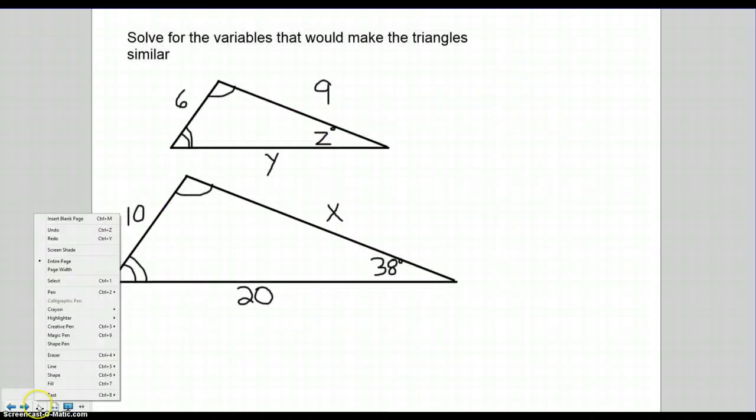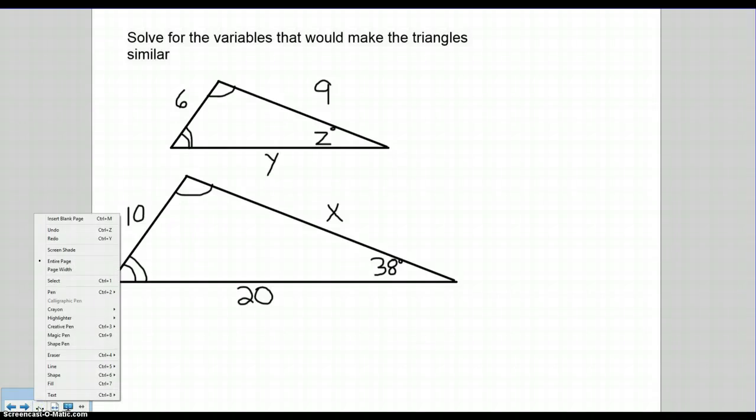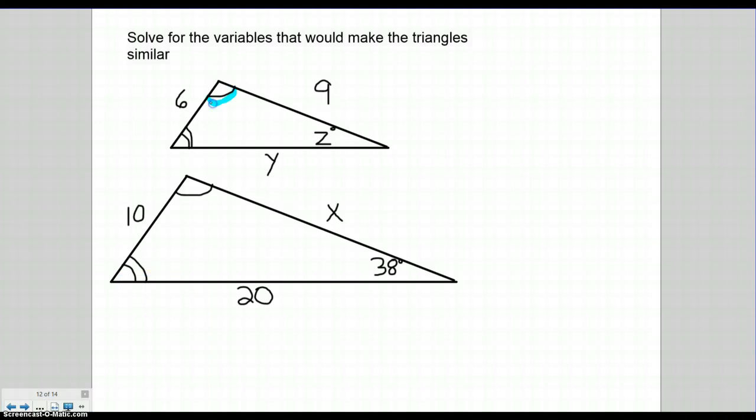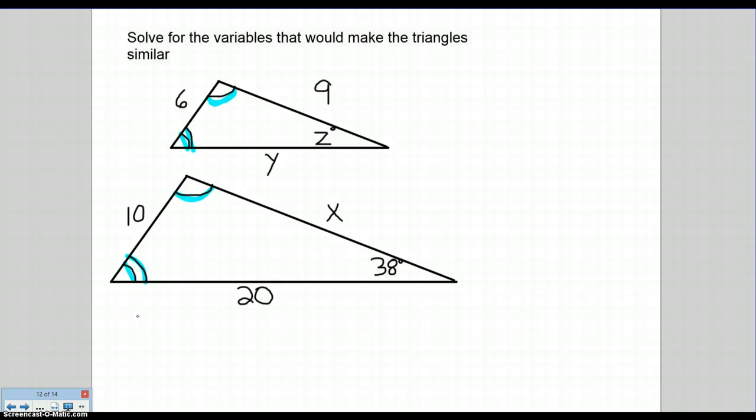Okay, so now we need to solve for the variables that would make the triangles similar. We have 3 variables: x, y, and z that we need to figure out. The first one, and probably the easiest, is going to be finding z. Notice that this angle is congruent to this angle, that's given, and that this angle is congruent to this angle. So you've already been given that 2 angles are congruent, so that third angle has to be congruent.